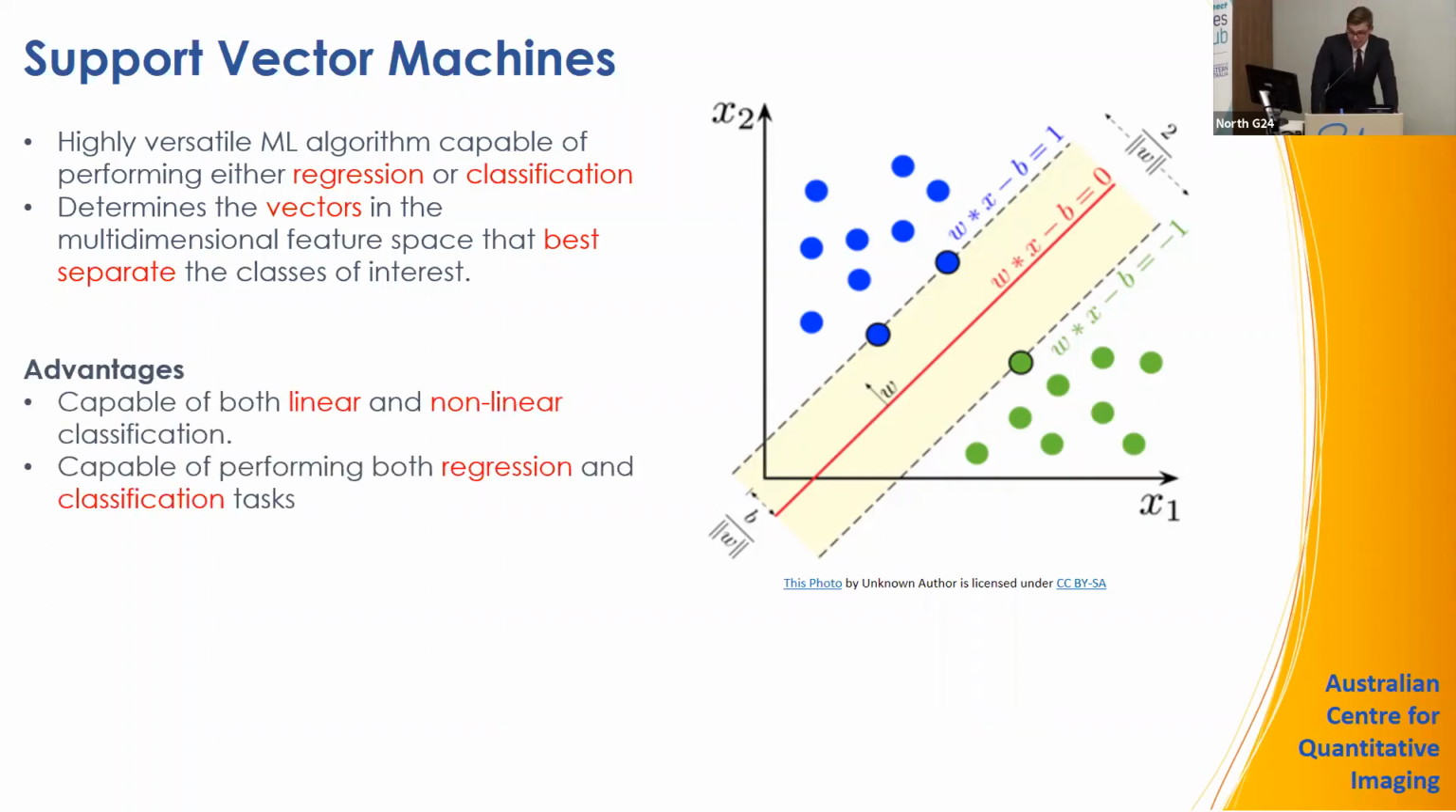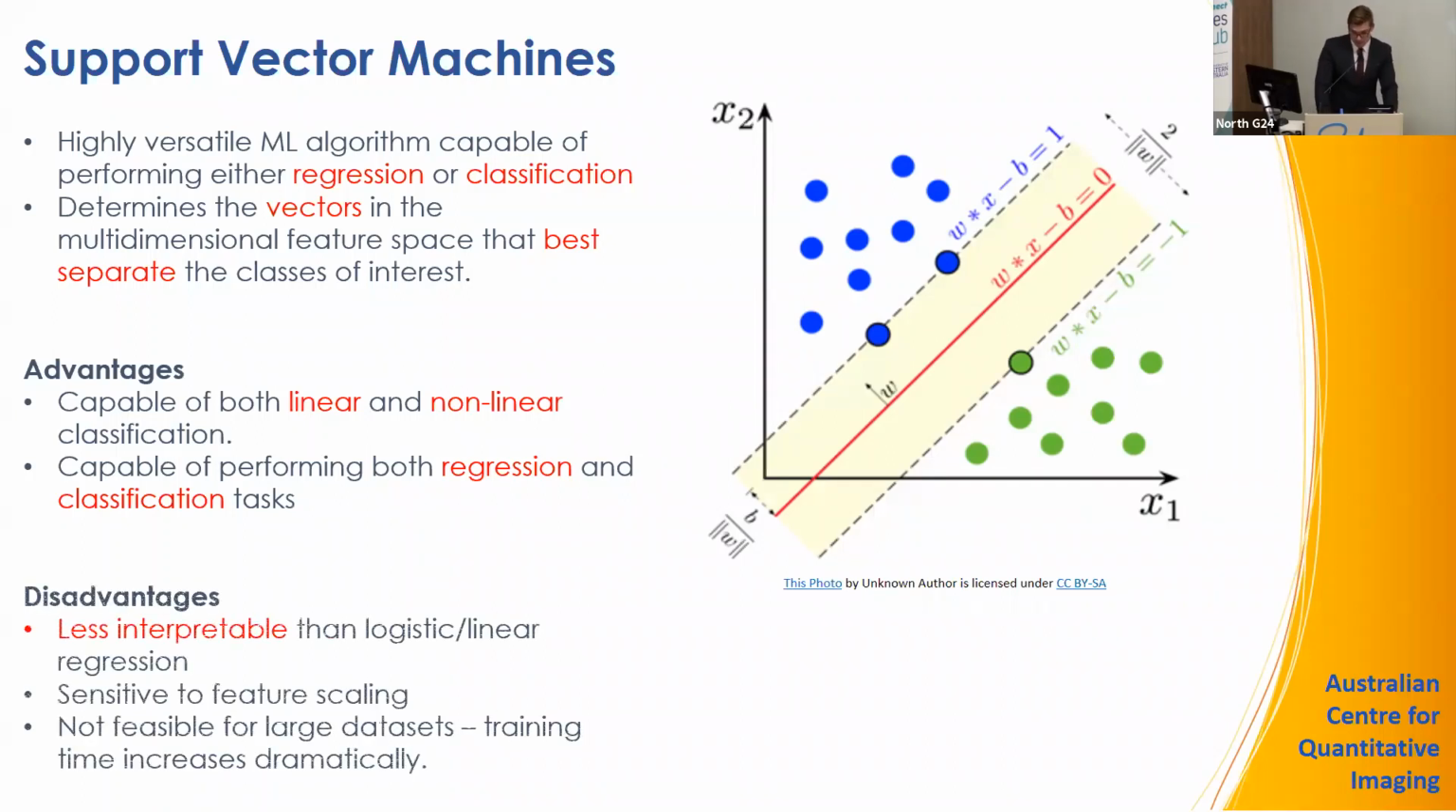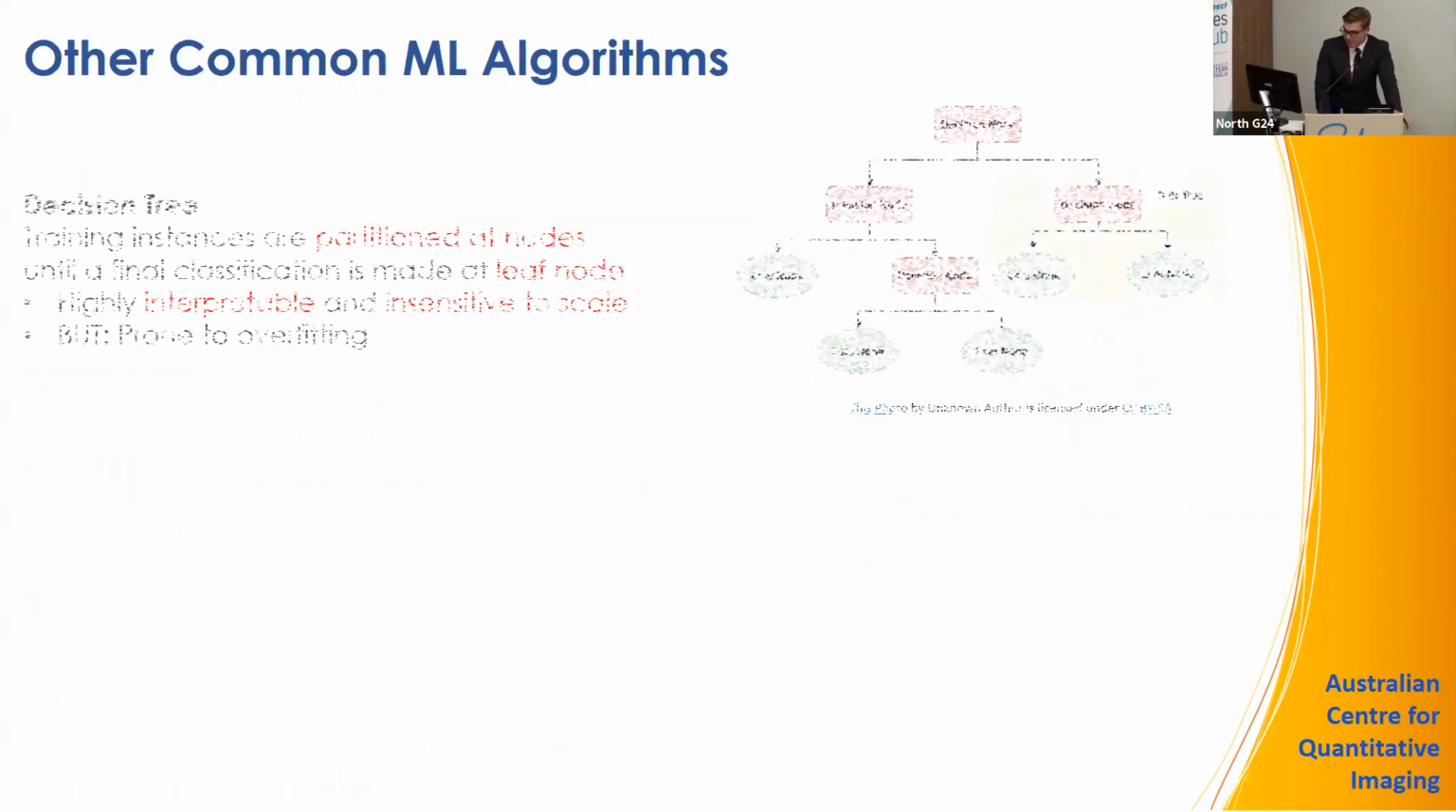Advantages are it's capable of both linear and non-linear classification, as well as doing both regression and classification tasks. Disadvantages are that it's less interpretable than your typical logistic regression model. It's also sensitive to feature scaling. Remember before when I mentioned that scaling your data is important, this is one of those models where that is important. If we hadn't scaled our data, this would have assigned a higher weight to our age. It's also not feasible for large data sets. Training time increases dramatically when you use it for large data sets.